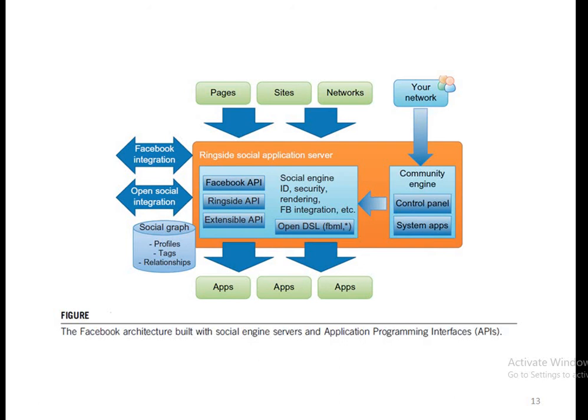The sites, pages, and networks entering Facebook are the requests coming from users. The social engine executes all kinds of user applications. So execution of user applications is done by the social engine, that is the core of this Facebook architecture. To support application execution, OpenDSL is used. So here we have OpenDSL for execution of applications. OpenDSL, which is a part of the social engine, is used. So this is the architecture of Facebook.